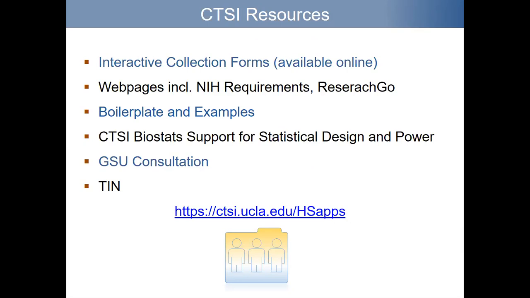And on top of that, because we are part of the CTSA network, we also have access to the Trial Innovation Network, which can help with multi-site clinical studies. So the website provided here is a link to all of the human subjects application requirements that I've discussed. And if you are unsure or want more details on any of the components, we have separate guidelines on each and every one of those. And the collection forms also walk you through what the unique requirements are for each of those separate components.